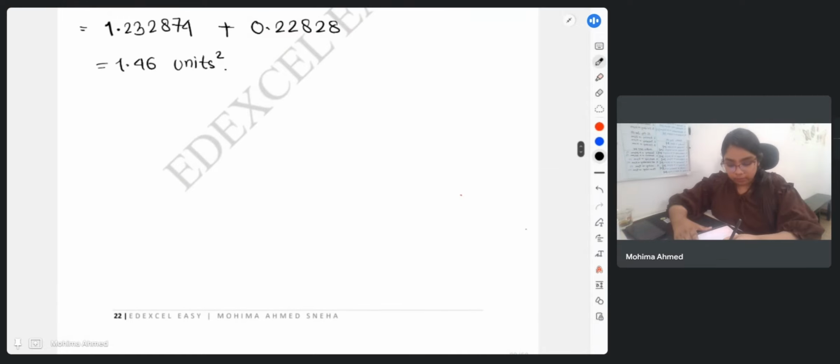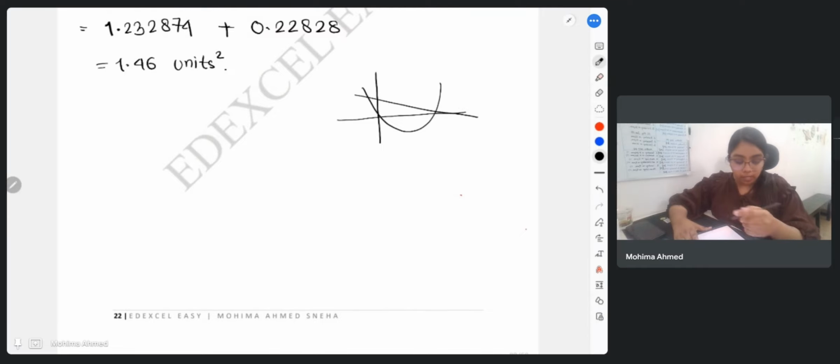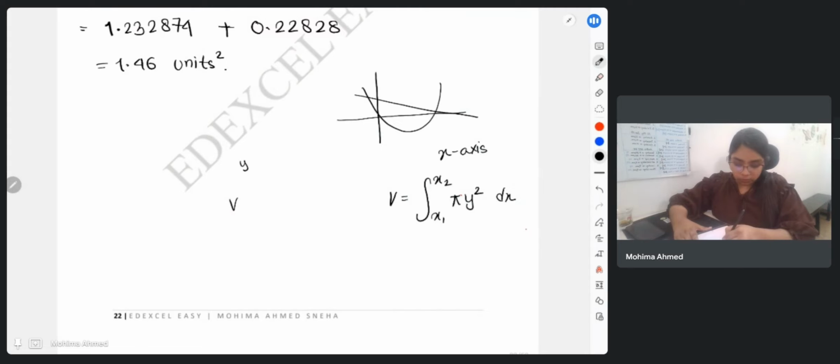For example, maybe there's a volume enclosed by a line and a curve, and this specific region was rotated through the x-axis. Then the volume in that case is going to be pi y squared, and the boundaries are going to be the x coordinates, x2 and x1. It's always pi y squared dx, and the y squared equation has to be written in terms of x values. This is the equation we use if the volume was rotated 360 degrees through the x-axis.